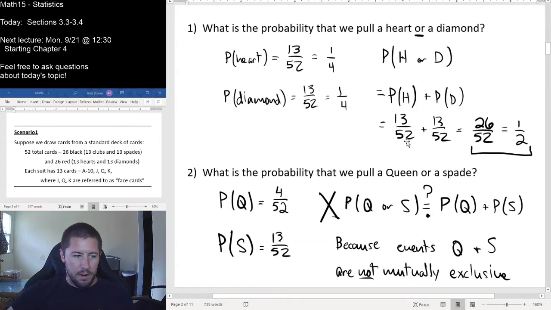Sorry, I might have misspoke up here. I'm just going to re-say it again for number one. For number one, these events are mutually exclusive. They are separate from each other. There's no way for both of them to happen at the same time. So therefore, we just did direct addition.